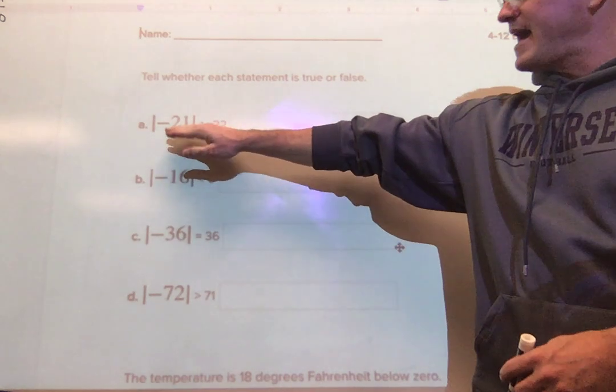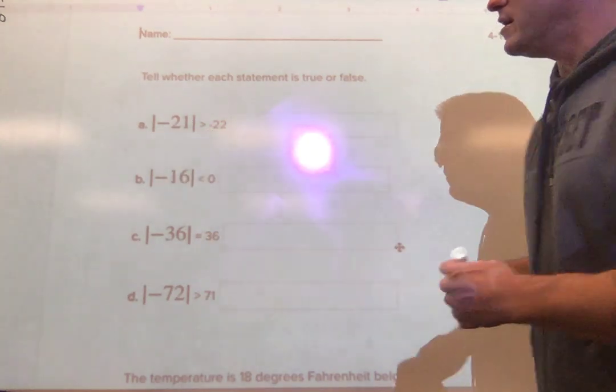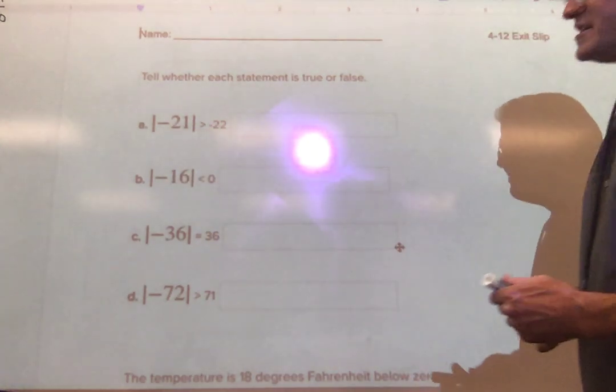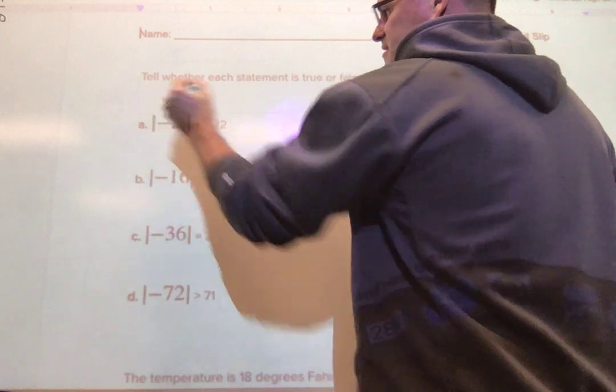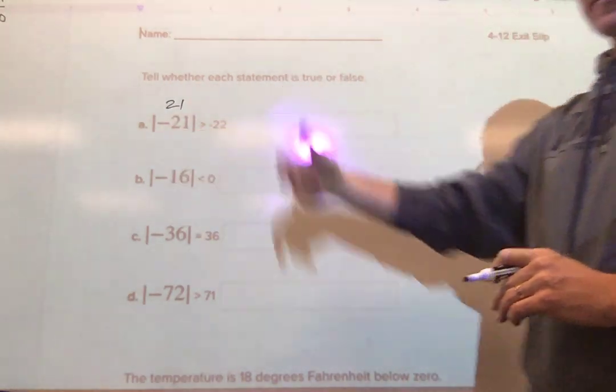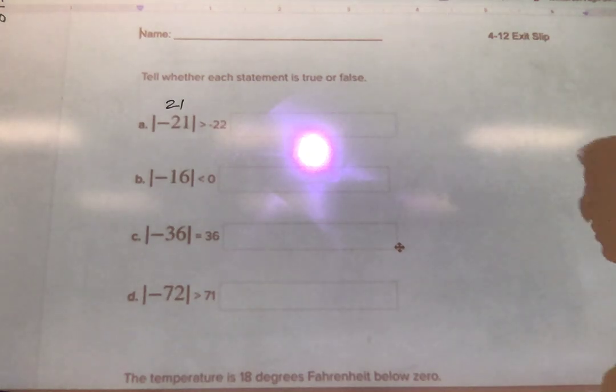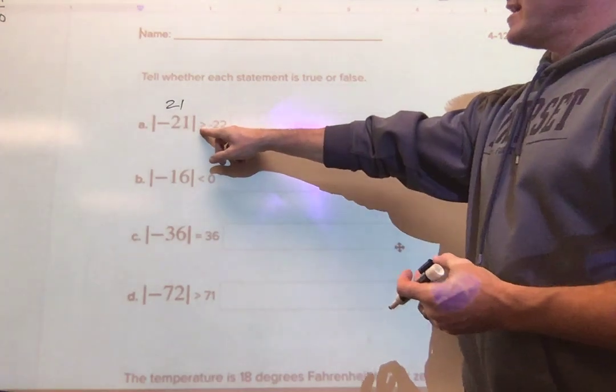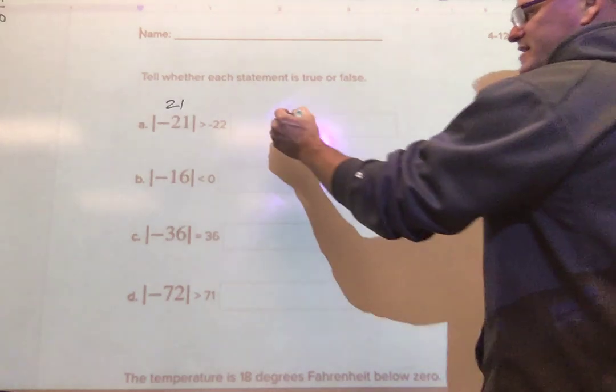So when I'm looking at the absolute value of negative 21, I want to know how far that is from zero. So that simply becomes 21. It's not negative. Its distance from zero is always positive. So is 21 greater than negative 22? And it is. That is true.